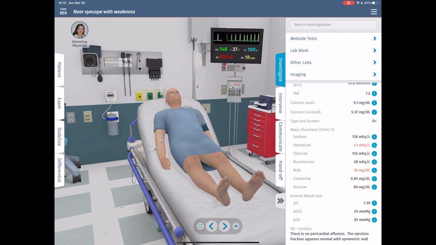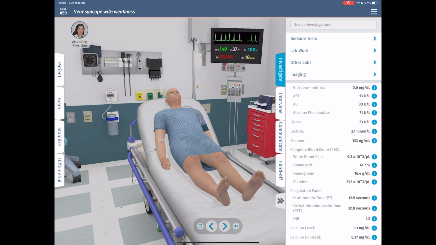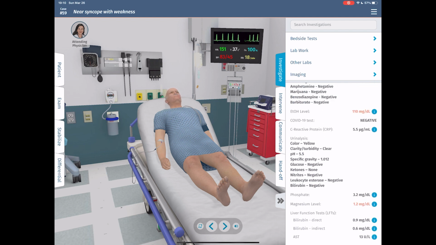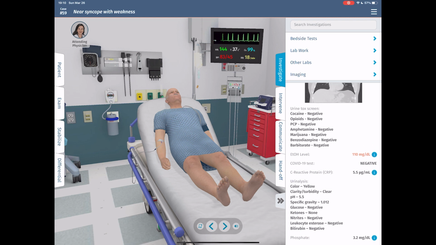Slightly low potassium. The BUN is somewhat elevated. There's nothing crazy that jumps out. His magnesium is a bit low. His urinalysis is normal. He has 20 milligrams per deciliter. I'm not sure if that's a drink or not, but he has about 4 or 5 drinks in him, which matches what he said in his history.